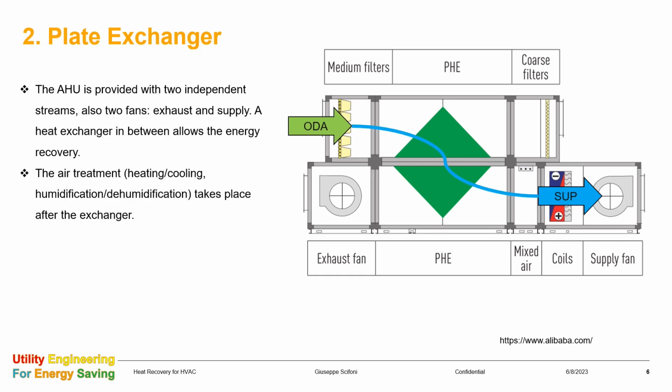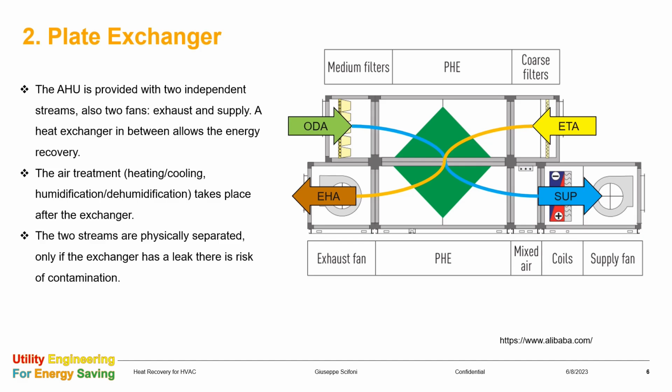The extract air is also pre-filtered, then enters into the exchanger and it is pushed away by the exhaust fan. The two air streams are physically separated, so no contamination can take place. In the reality, the exchanger has a small leakage, but this is marginal.